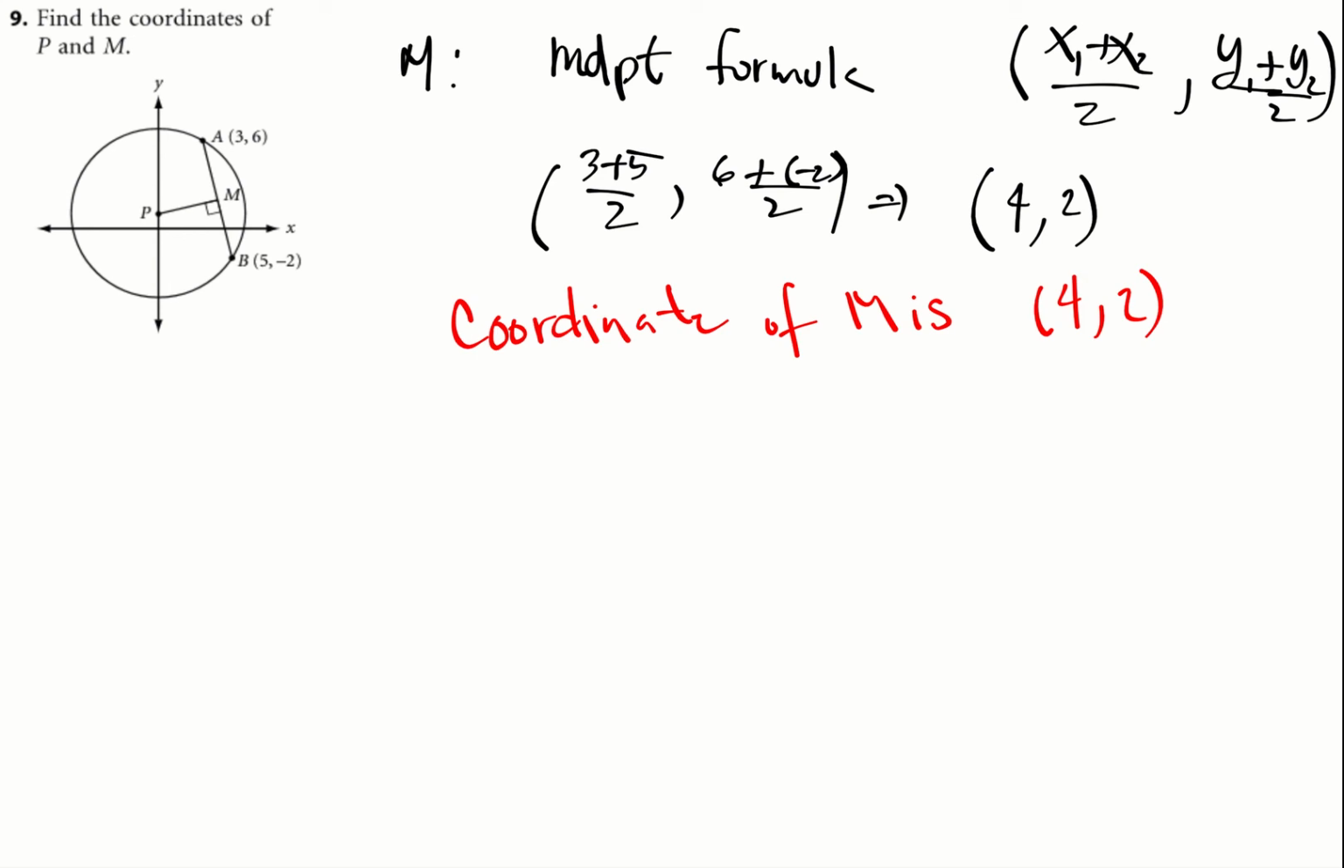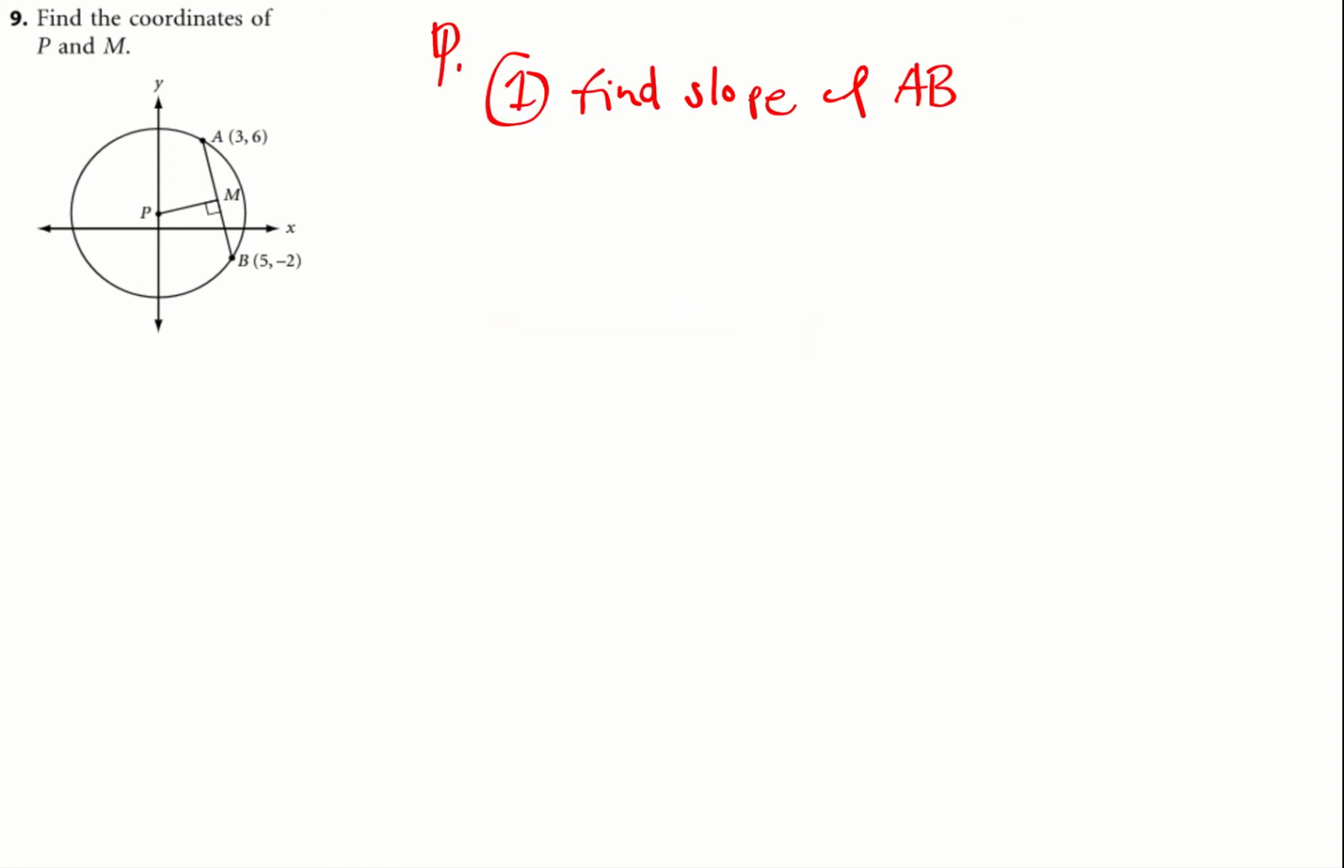Now the only thing left to do is to find the coordinates of P. This is just one way of going about finding the coordinates of P. So let's do it this way. First thing that we want to do is find the slope of segment AB, or chord AB. Same thing. Let's use the slope formula in order to find that.